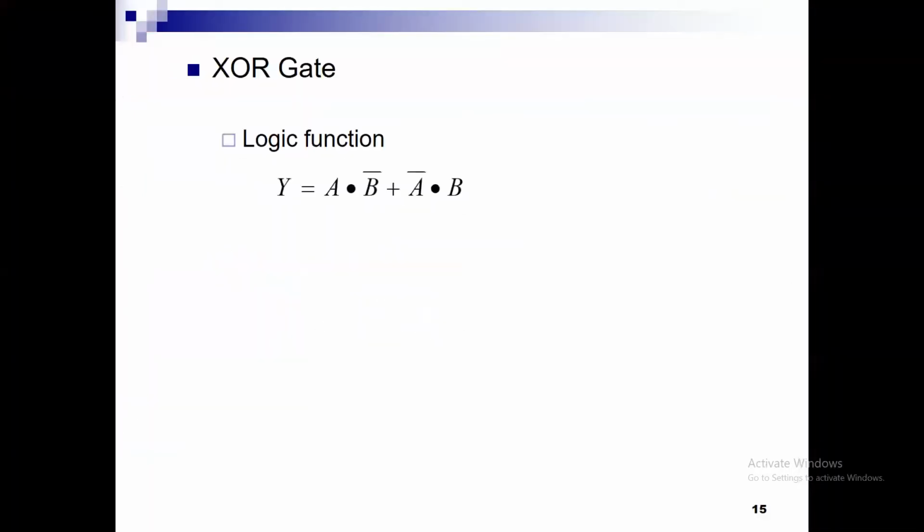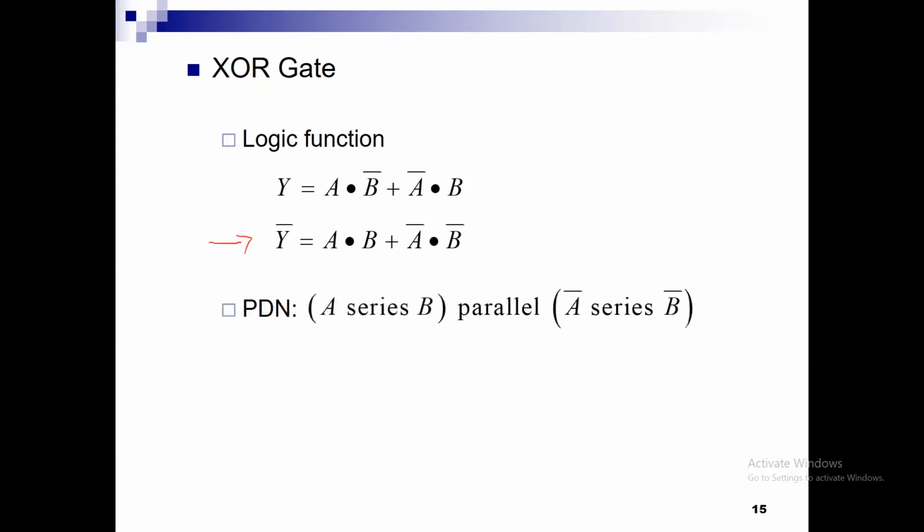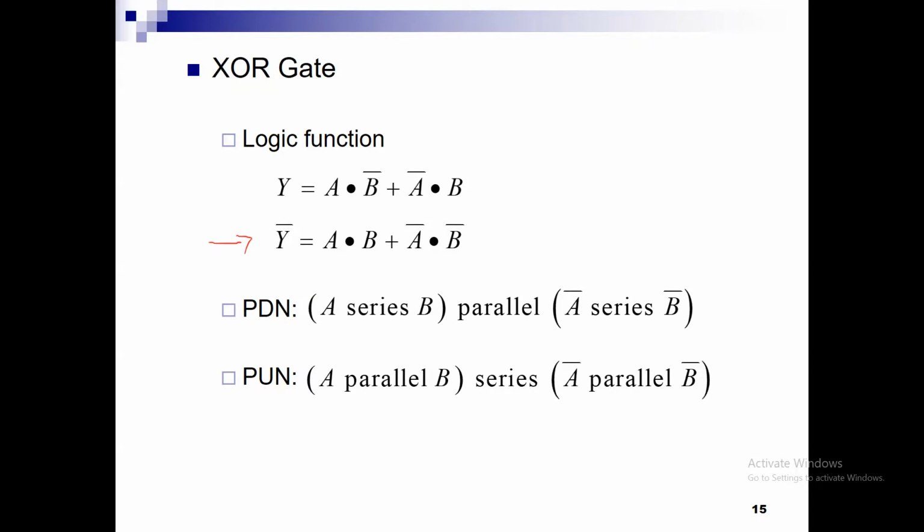We talked about this function, and we went back to the XOR gate and said we have two options. The first option is to find the Y bar expression, draw the pull-down device from it, and then build its dual to get the pull-up network. The other option would be to build the pull-down network, which is A in series with B parallel to A bar in series with B bar, and then draw from the expression of Y the pull-up network.